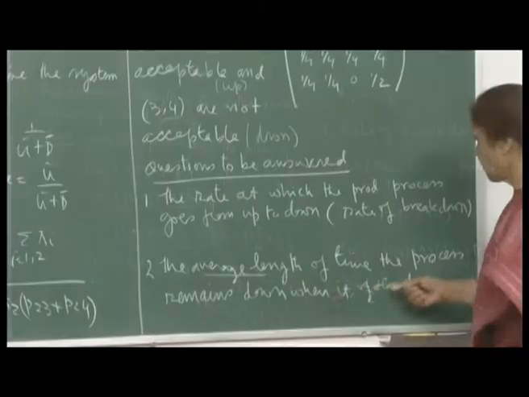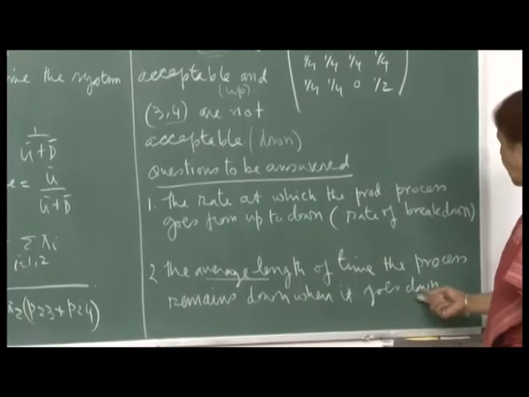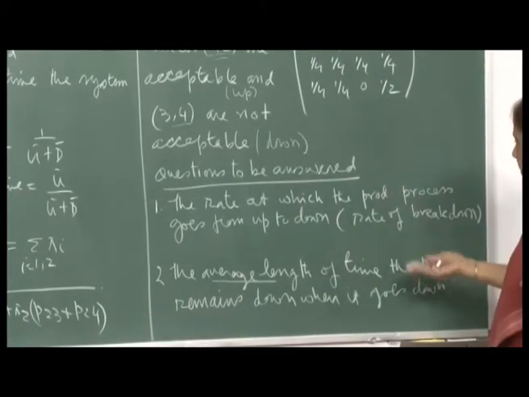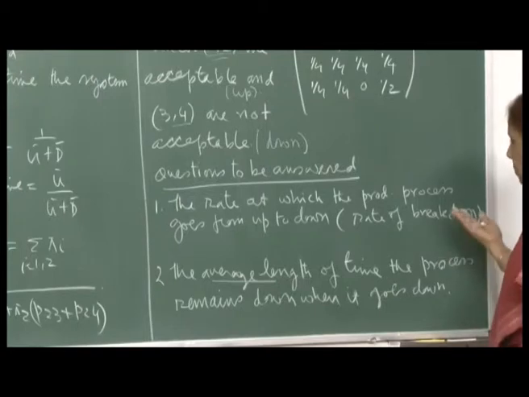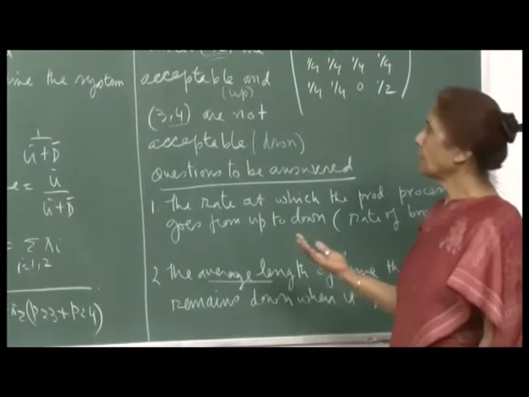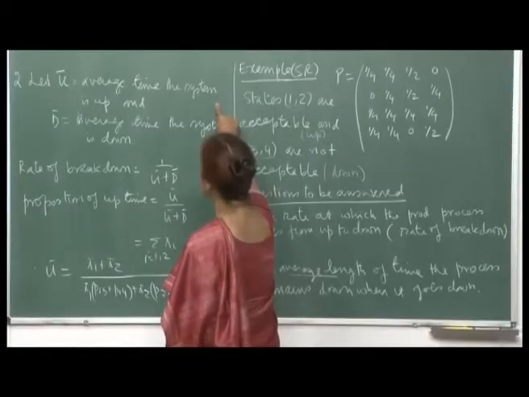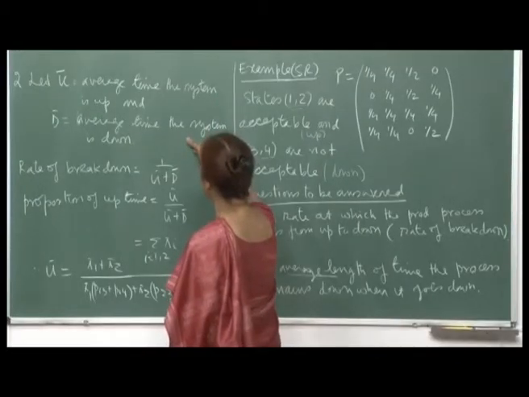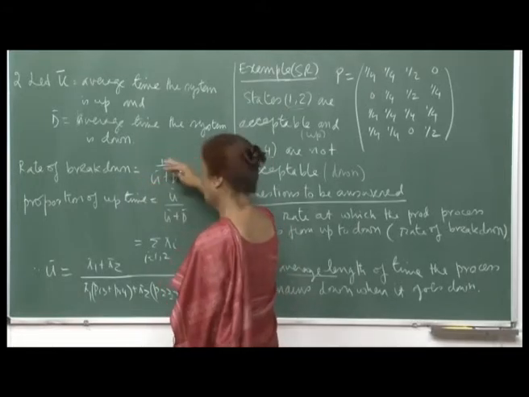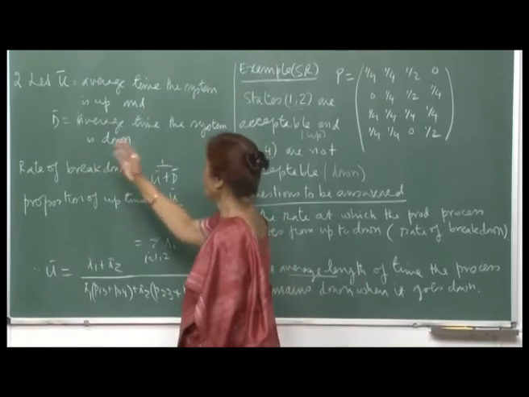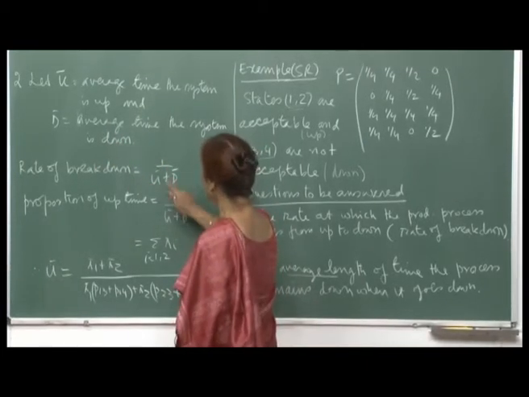Now, you want to answer the second question, which is the average length of time the process remains down when it goes down, and the other one is the average length of time it is up when it goes up. So, both the things. So, let us define u bar as the average time the system is up and d bar as the average time the system is down. Then we will make the equations and then try to find out u bar and d bar.